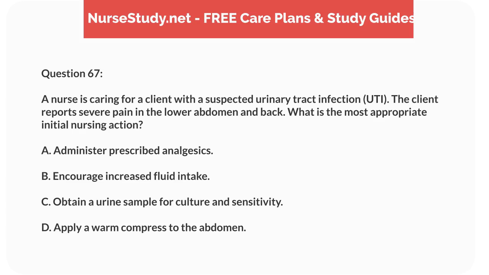Question 67. A nurse is caring for a client with a suspected urinary tract infection, UTI. The client reports severe pain in the lower abdomen and back. What is the most appropriate initial nursing action? A. Administer prescribed analgesics. B. Encourage increased fluid intake. C. Obtain a urine sample for culture and sensitivity. D. Apply a warm compress to the abdomen.